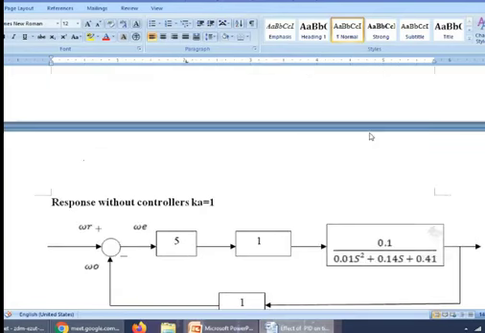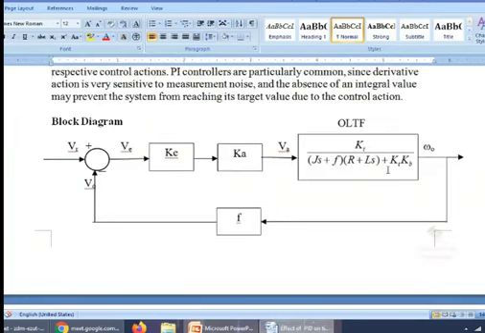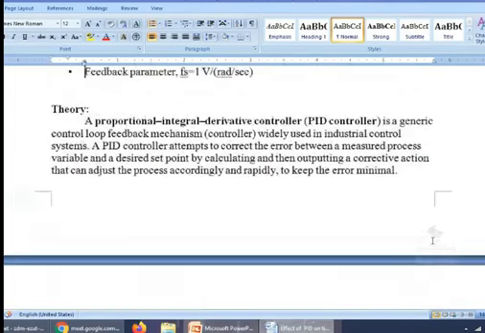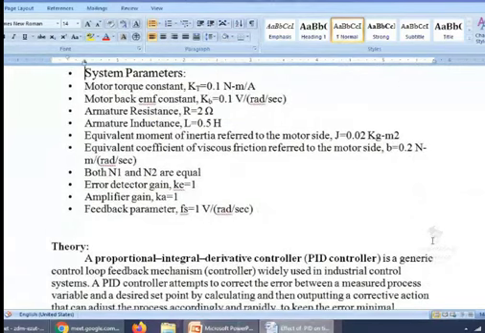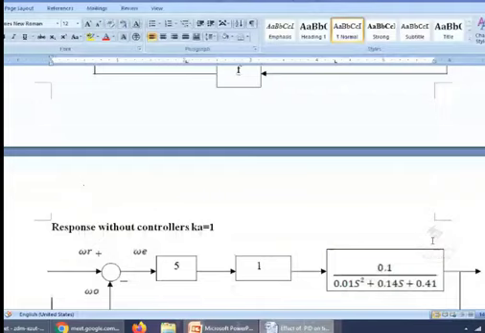And the response without controllers. We don't have any control action, right? The error gain is taken as 5 and the amplifier gain is 1, and this is the transfer function I have calculated. You may ask, how can you arrive at these values? By conducting experiments, I have got the armature torque constant, back EMF constant, armature resistance, and inductance. I conducted the experiment and got the values in my laboratory, fitted them to this transfer function, and got this value.